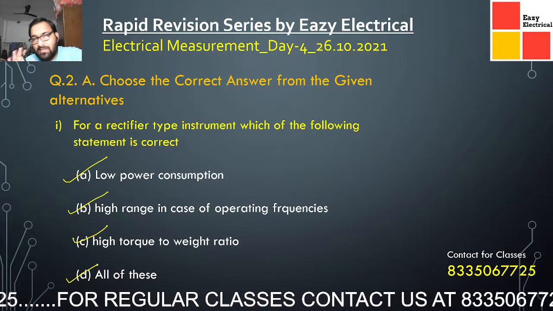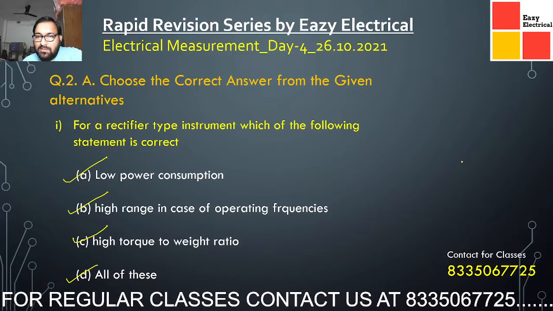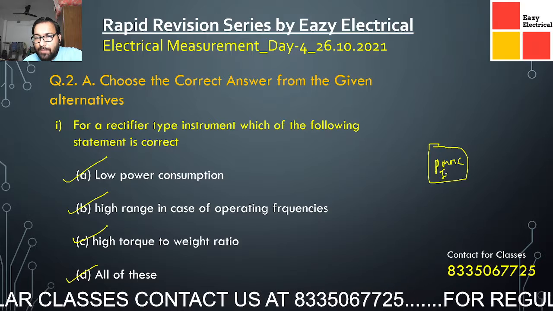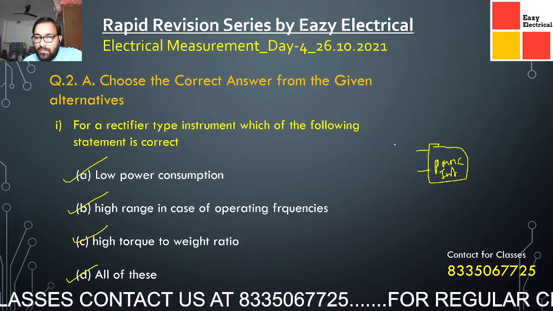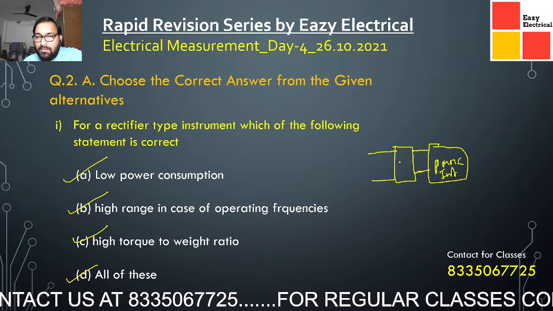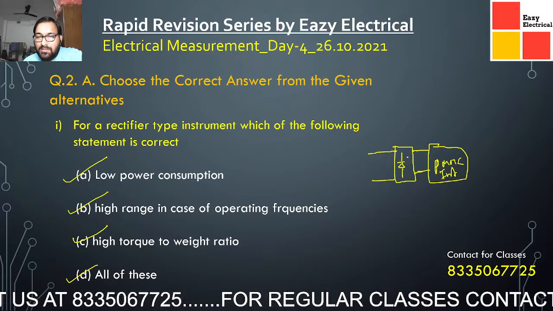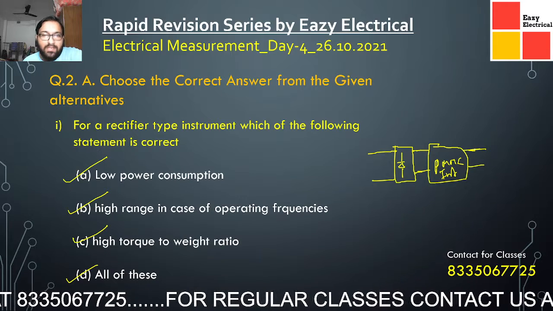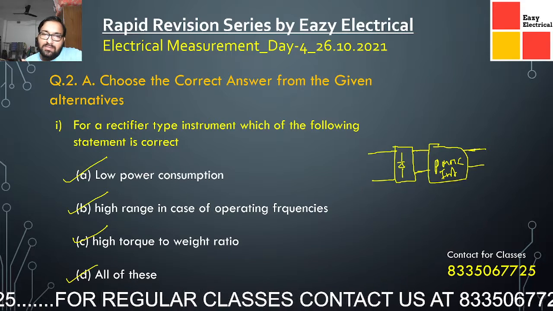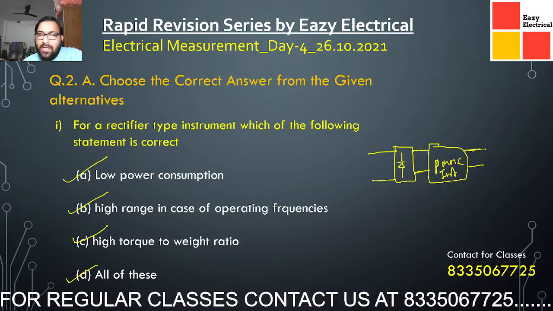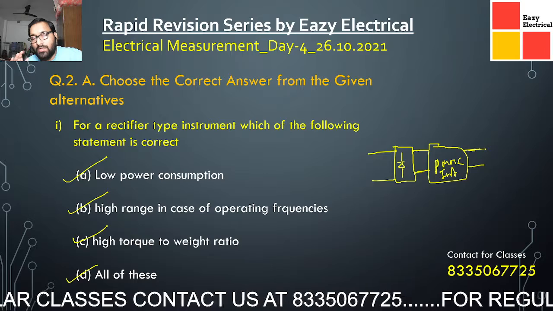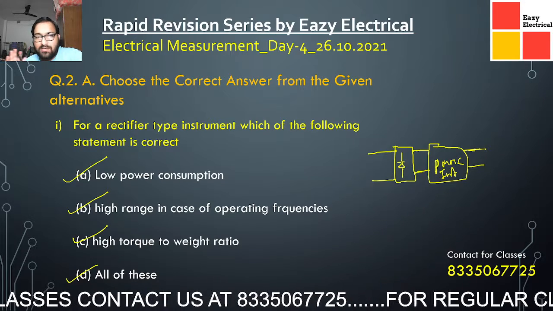A rectifier type instrument is basically a PMMC type instrument. Just consider a PMMC type instrument block, and add a rectifier to it. What rectifier you will need to add? Just add a bridge rectifier. Suppose a bridge rectifier is there. So this is basically your rectifier type instrument, and in this case you can see that the power consumption is very low, and the operating frequencies can be at higher levels. That means from 20 hertz up to the kilohertz range you can operate.